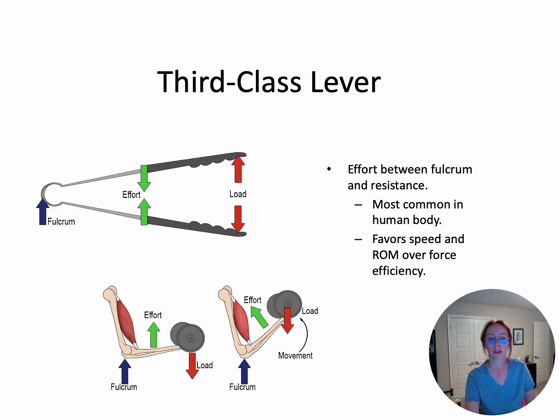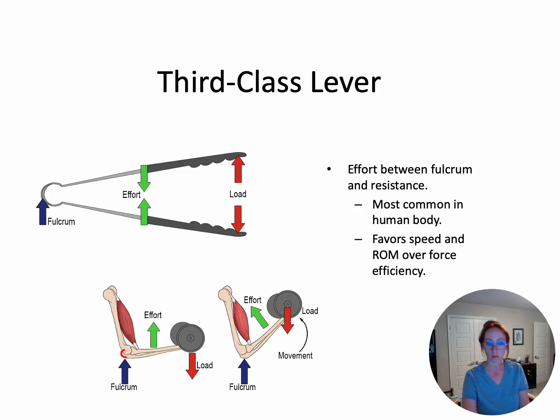Now we have our third class lever, which is where you're going to have the effort between the fulcrum, the joint axis, and the resistance. A great example of this is just a pair of tongs, where you have the load, what you're picking up at the end, your effort having to squeeze down on the tongs, and then your fulcrum, that joint axis at the end.